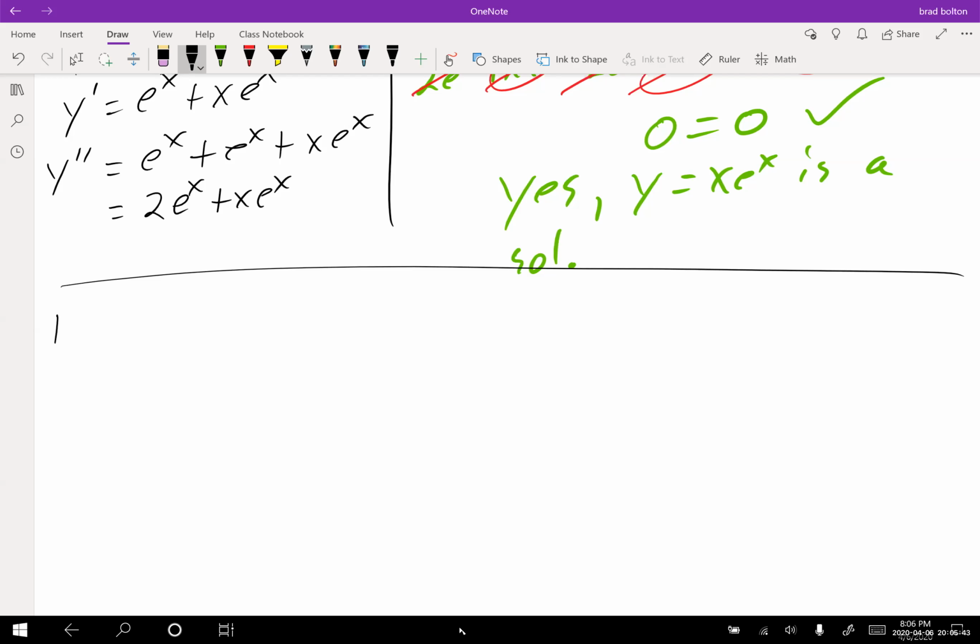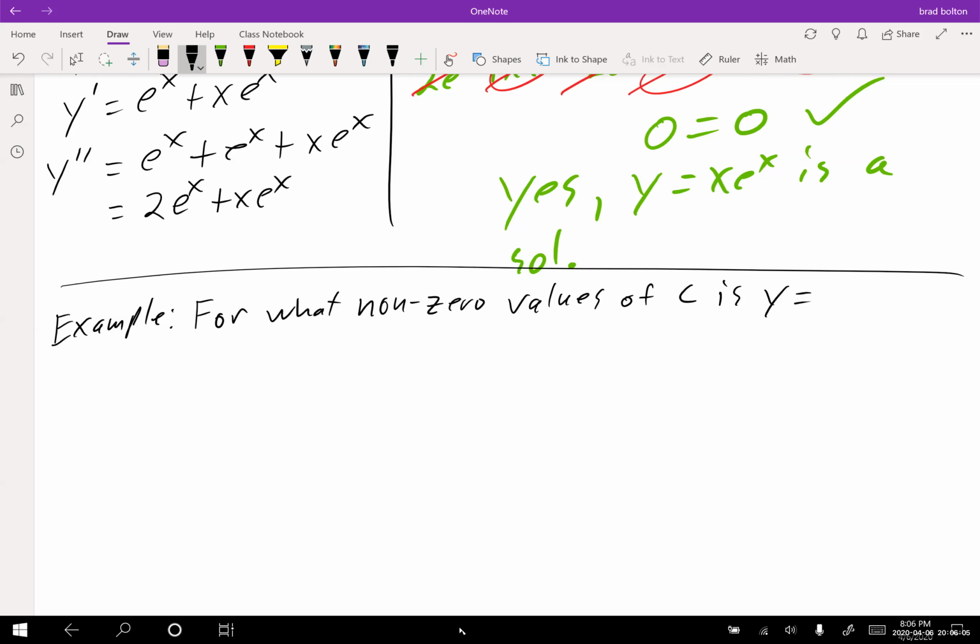So now it says, example 4, for what non-zero values of C is y equal sine C of t a solution to y double prime plus 4y equals 0.